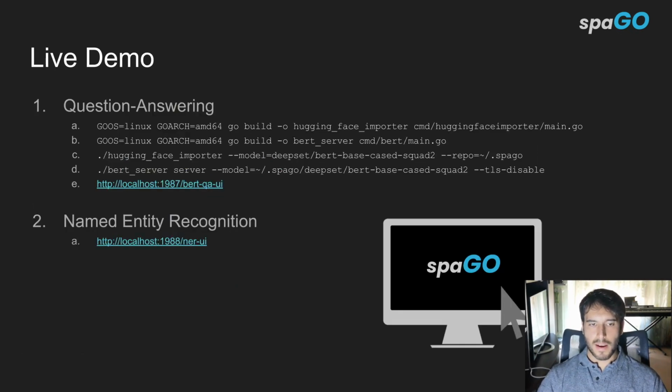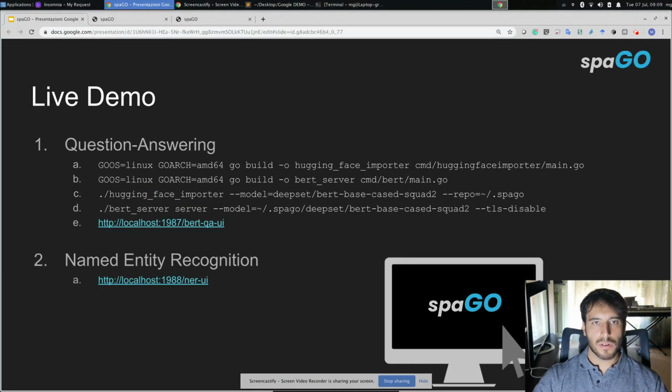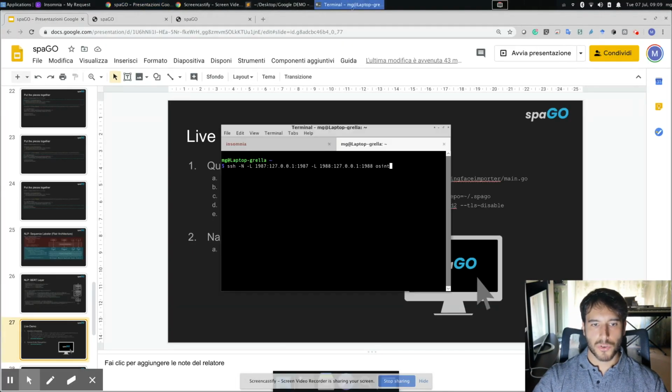So I think I described a lot of the theoretical part of spaGO, and I think it's the right time to show some demonstrations. You need only 5 steps to build spaGO, build the model importer from the Hugging Face repository, and run the server for question answering, for example. So let's have a look at how question answering can work on your laptop.